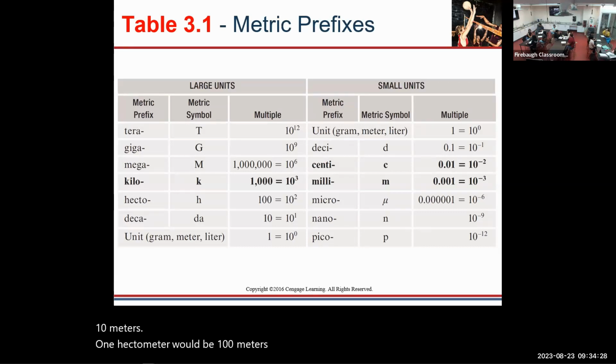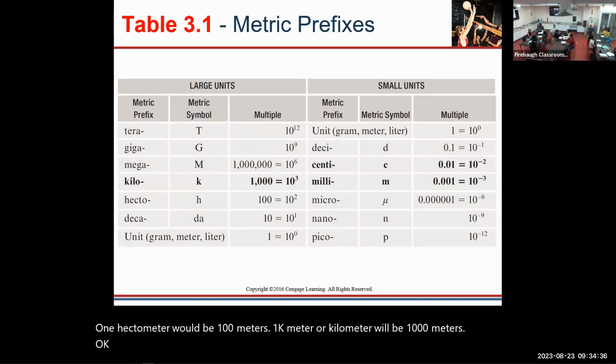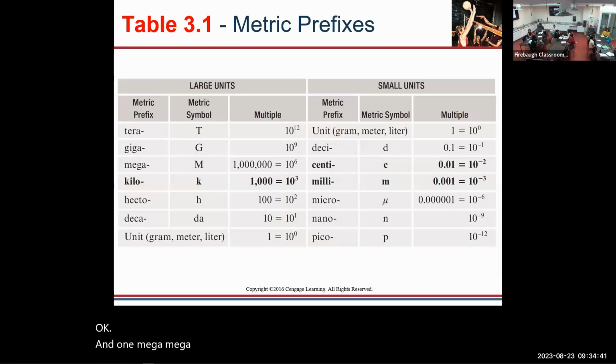1 kilometer will be 1,000 meters. Okay? And 1 megameter would be 1 million meters. And we can go on, right? So, and that's the same thing if we go the other way, right?